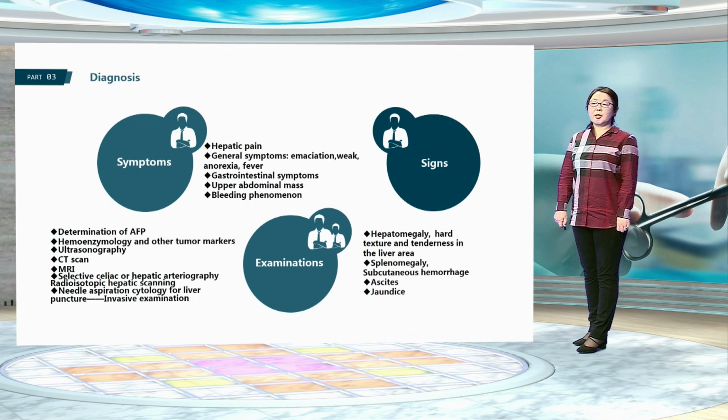We have mentioned symptoms and signs in the second part of the lesson, and examinations include determination of AFP, hemoenzymology, and other tumor markers, ultrasonography, CT scan, MRI, selective static or hepatic arteriography, radioisotopic hepatic scanning, and the last one is needle aspiration cytology for liver puncture. We should know it is an invasive examination.